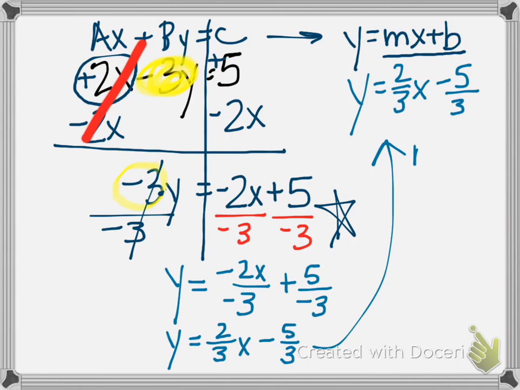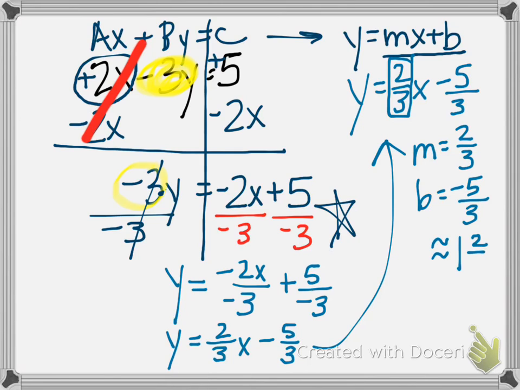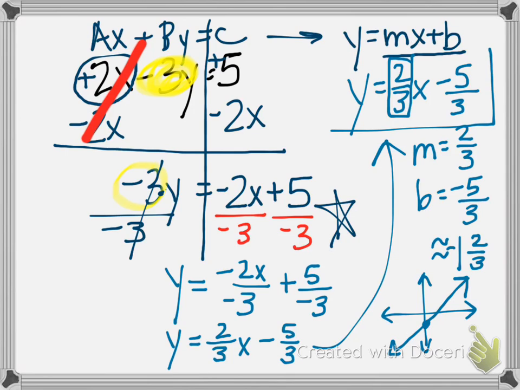And from there I could tell you that the slope is 2 over 3. That's that number in front of x. And my y-intercept is negative 5 over 3, which is about, 3 goes into 5 one time with 2 left over, so it's about negative 1 2/3. That's where I would graph that initial point on the y-axis. It would be down here somewhere, and my slope would be a positive slope, so I would sketch a graph that looks something like this. There's your equation.